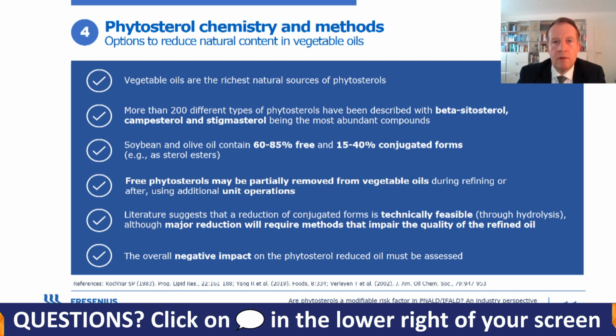Soybean and olive oil contain 60 to 85% free and 15 to 40% conjugated forms, for example, sterol esters. Free phytosterols may be partially removed from vegetable oils during refining or after, using additional unit operations. Literature suggests that reduction of conjugated forms is technically feasible, although major reduction requires methods that impair the quality of the refined oil. Therefore, the overall negative impact of the phytosterol reduced oil must be assessed before implementation.